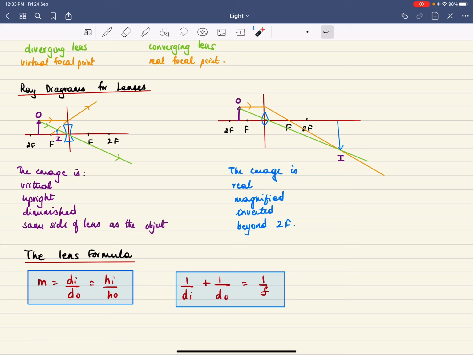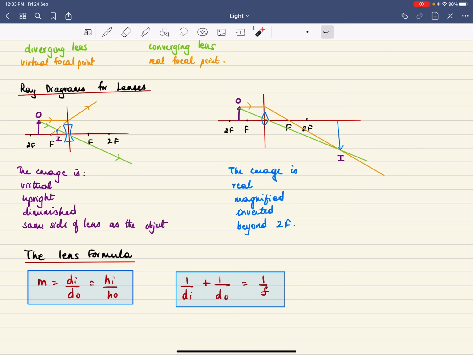So what I've done is, for a concave lens, one ray parallel to the principal axis appears to come from the focal point and diverges. Another one goes straight through. Another one goes through the optic center. The center of the lens is called the optic center. Where they appear to meet, you get this little image. So it's virtual, upright, diminished, and the image is on the same side of the lens as the object.